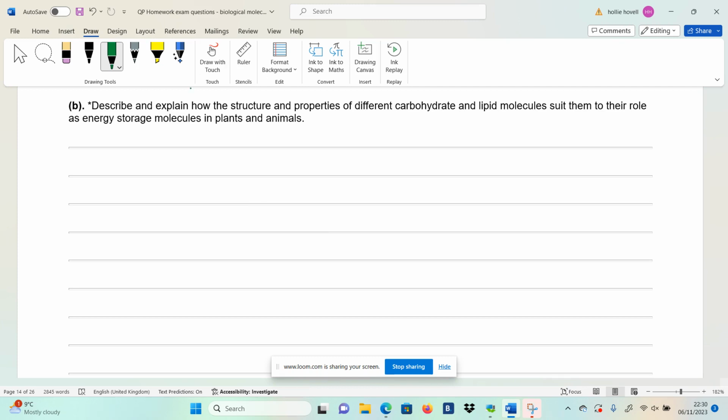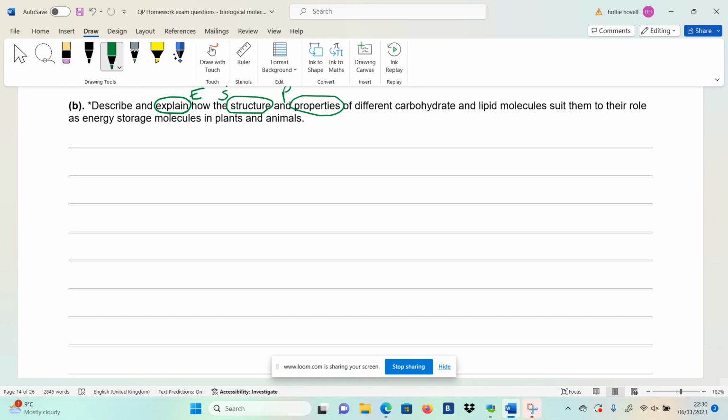Now, this question, if you read the question, it says to describe and explain, and it asks you to talk about the structure. It asks you to talk about the properties. And the other command word that we've got here is we've got to describe and we've got to explain. So basically, if you describe the structure, that's one category of answers. If you describe the properties, that's another category. And if you do an explanation, that's another one. So explain is E, S for structure, and P for properties.